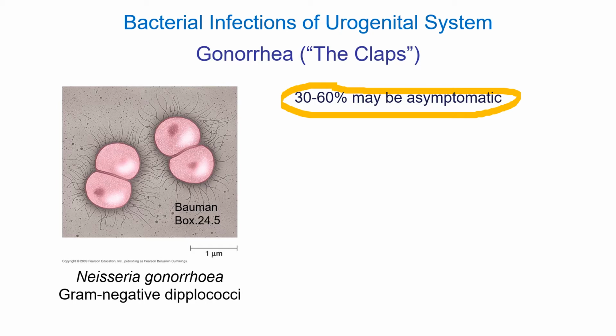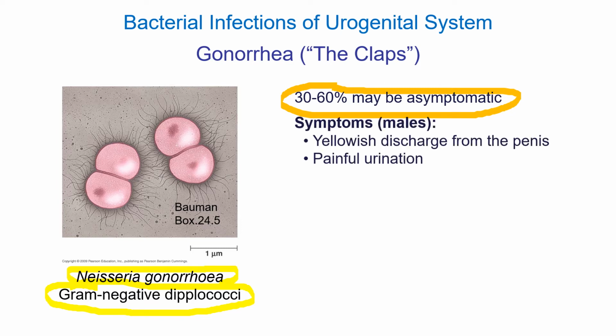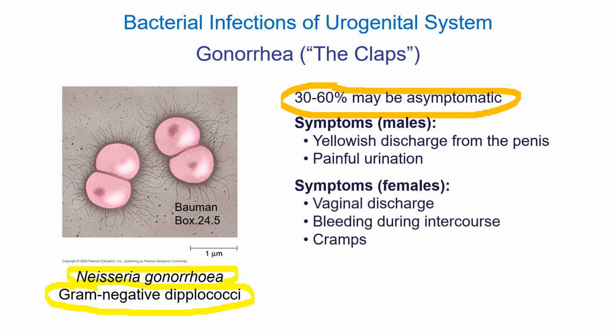So this here we've talked about a number of times is a gram-negative diplococci, and it is one of 2 Neisseria that we talked about, the other Neisseria being Neisseria meningitidis. This is Neisseria gonorrhea, so it's a sexually transmitted infection, of course. So symptoms, again, we're looking at discharges, painful urination, both in males and females. There may be some pain during intercourse, there may be other discharges, and sometimes cramps.